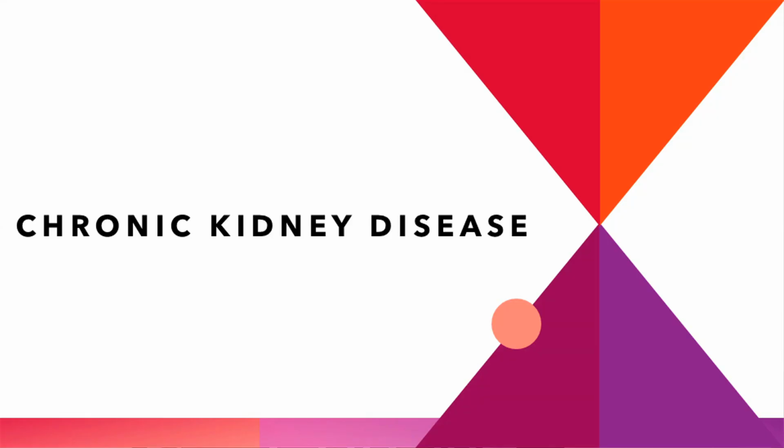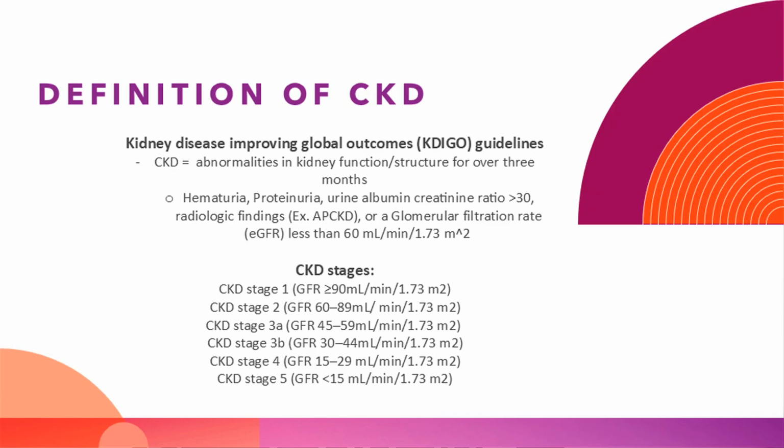And so when it comes to chronic kidney disease, according to the KDIGO guidelines, CKD is abnormalities in kidney function over 3 months. This includes hematuria, proteinuria, an albumin-creatinine ratio greater than 30, but especially a glomerular filtration rate less than 60. And as you can see, the CKD stages are down here. As the GFR decreases, the CKD stage increases. So here we are at 3, 4, 5.